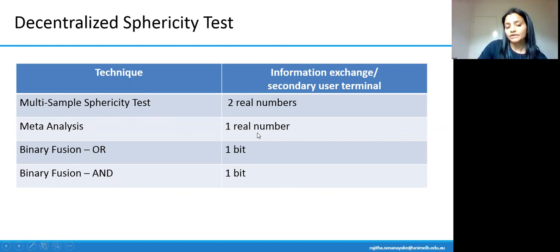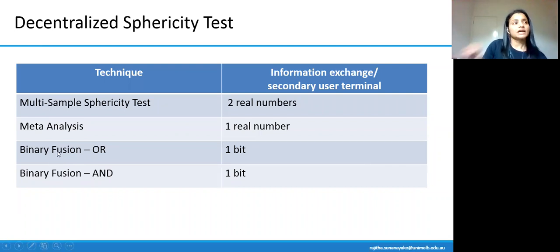So we said just one real number, and that real number is a p-value. So it is a probability value, a value between 0 and 1. And we also analyzed two other methods, which were quite simple. That is based on binary fusion.